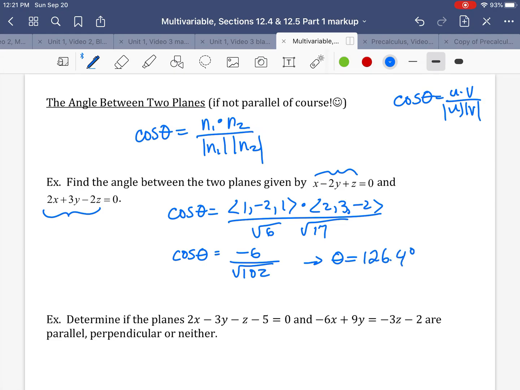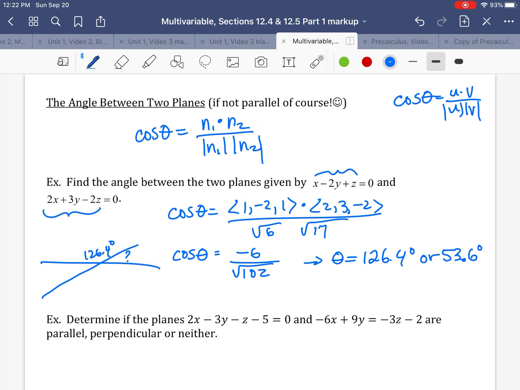Now realize, when two things cross, I know those aren't planes or lines, but we just got this big one. You could also be asked for this piece. All you have to do is subtract from 180. So if I did that here, I could also say that the angle is 53.6. A question might say, what's the acute angle between the planes, or what's the obtuse angle between the planes? So just realize that you can fix them real quick.